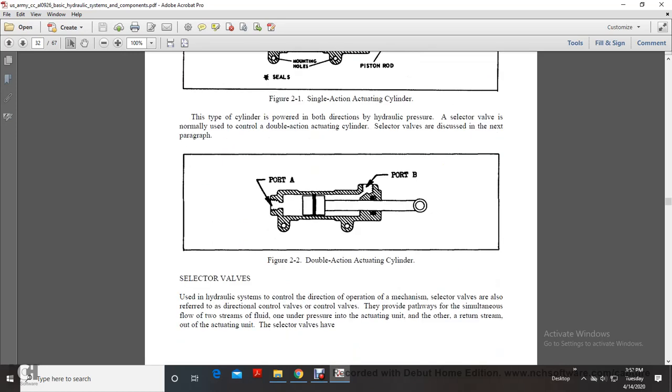Selector valves control the direction of operation of a mechanism in the hydraulic system. Selector valves are also referred to as directional control valves. The control valves provide pathways for simultaneous flow of two streams of fluid: one stream under pressure to the actuating unit, and another return stream out of the actuating unit.